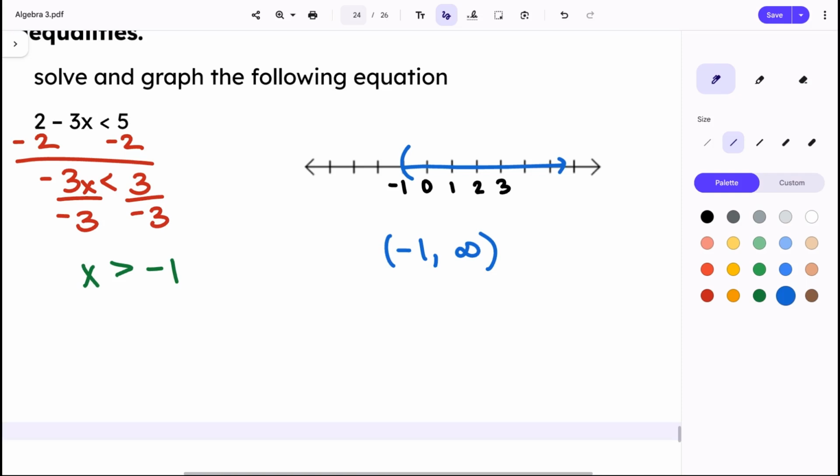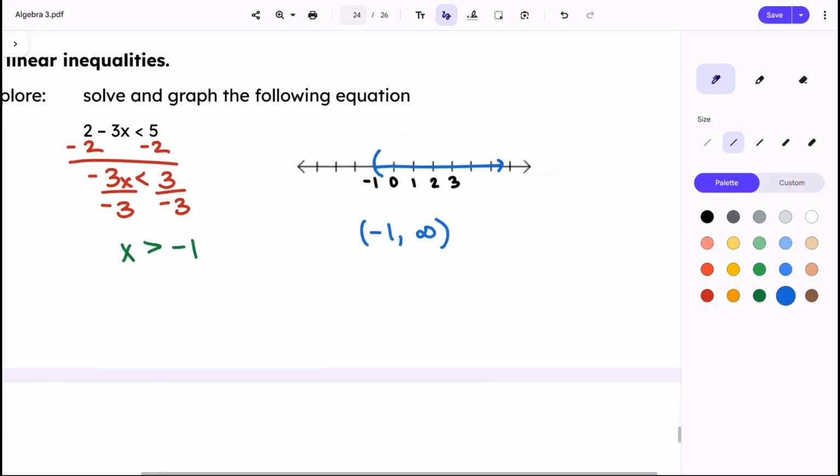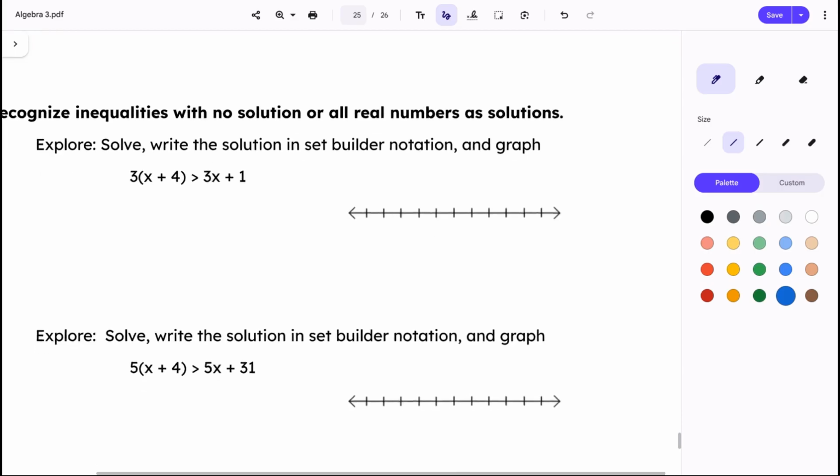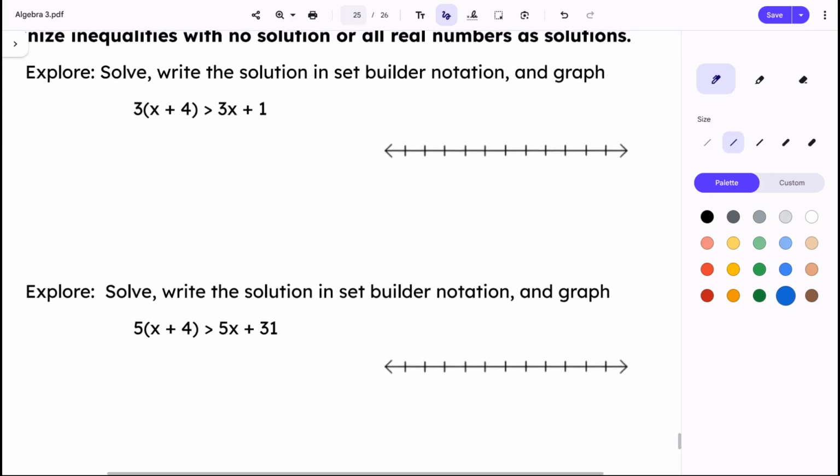Okay, if you go to the top of the next page, we're going to talk about some special cases now. All right, so let's start out by solving this here. What would you guys do first? Distribute. Okay, 3x plus 12 is greater than 3x plus 1. What would you do now?